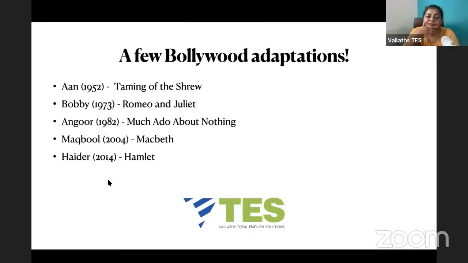Okay. Now, I have given some Bollywood adaptations here. You will also know more. Aan is Taming of the Shrew. Bobby is Romeo and Juliet. Angoor is Much Ado About Nothing. Maqbool is Macbeth. Haider is Hamlet. These are some famous Bollywood adaptations. It's not complete, just some famous Bollywood adaptations. You can search for Bollywood movies. There is an article in the Indian Express, Seven Bollywood movies based on Shakespeare's plays.